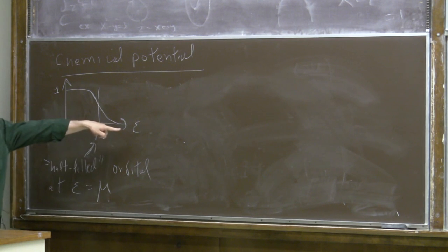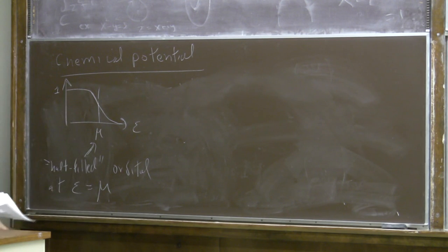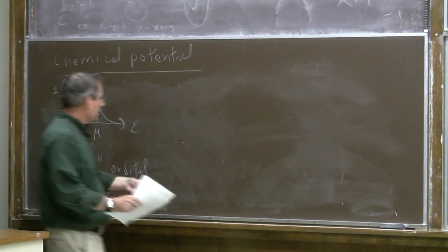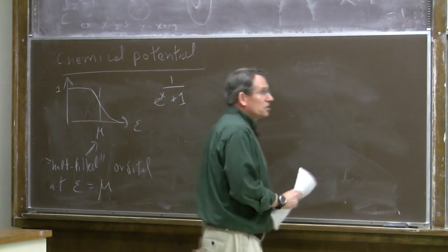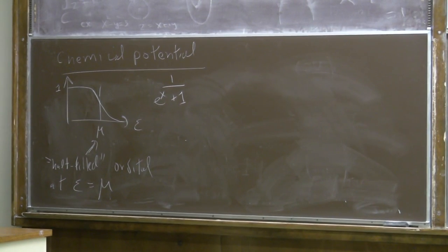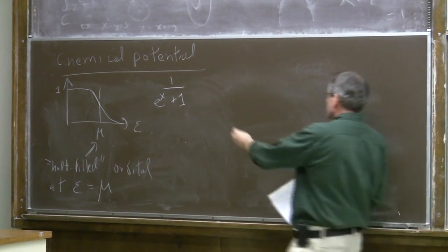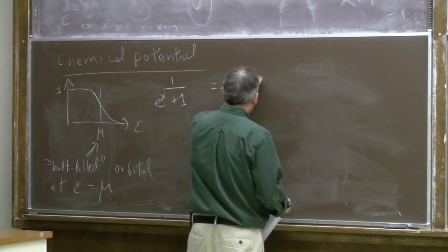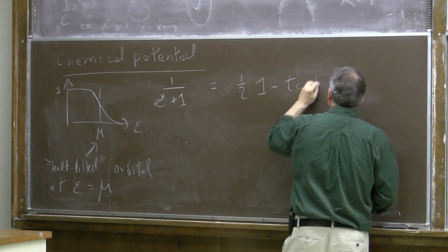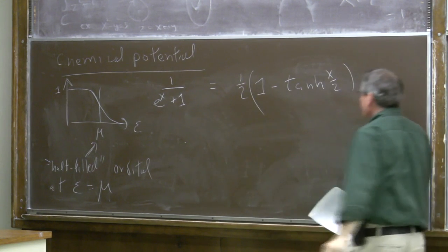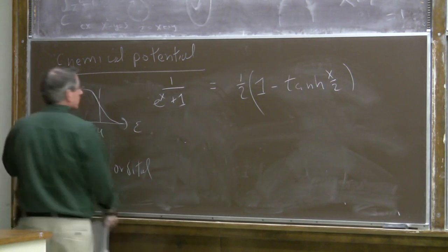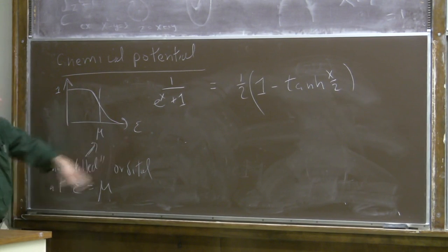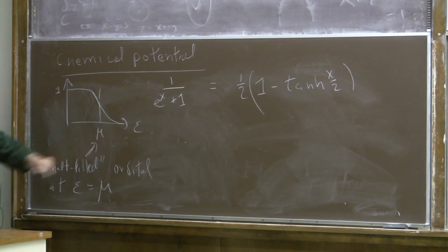So this function looks kind of like a hyperbolic tangent, except displaced vertically. In fact, with a little algebra, you can see 1 over e to the x plus 1, which is what we have, where x is equal to (E minus mu) over tau, is the same thing as 1/2 times (1 minus hyperbolic tangent of x over 2). Well, the hyperbolic tangent goes to minus 1 when x is large and negative, so this becomes 1, that's over here, and it gets exponentially close to plus 1 when x is large and positive. That's this exponential decay over here.